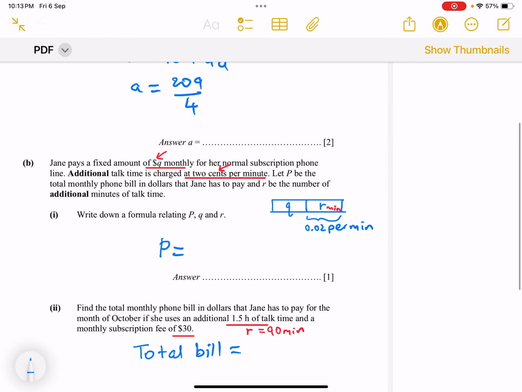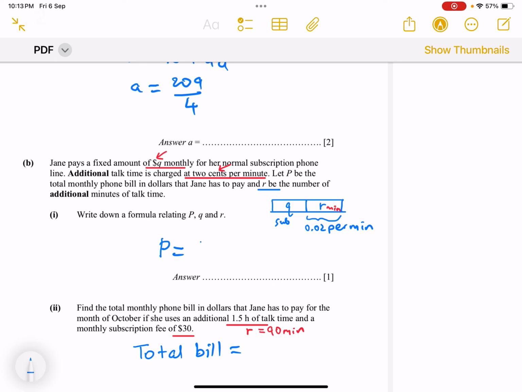Next, we have Jane pays a fixed amount, Q, for her normal subscription. And then additional time is 2 cents per minute. Right? I have drawn a simple diagram. Q is the fixed amount. Right? This is the subscription. And then R is the number of minutes used. And for each minute used is $0.02. $0.02 is 2 cents, right? That is what it says, 2 cents.